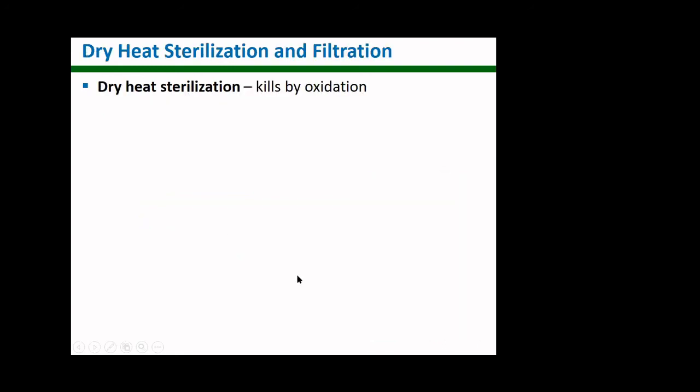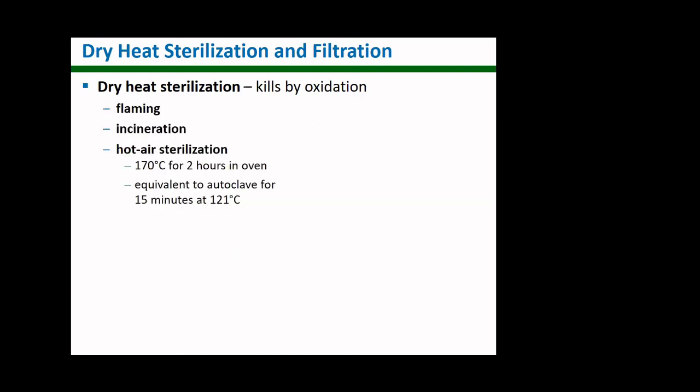The other kind of sterilization is dry heat sterilization. So we have moist heat, which kills by denaturing proteins, and we have dry heat, which kills by oxidation, which essentially damages DNA. We can achieve dry heat sterilization by using fire or incineration, essentially burning things, right? Or we can use hot air. So instead of 121 degrees Celsius for 15 minutes in an autoclave on moist heat, you can use a special kind of sterilizing oven set at 170 degrees Celsius for 2 hours.